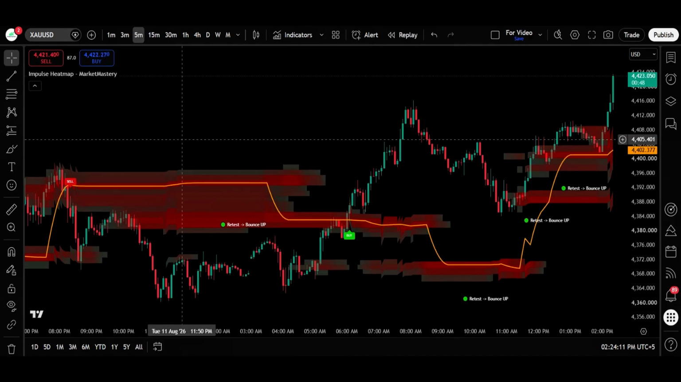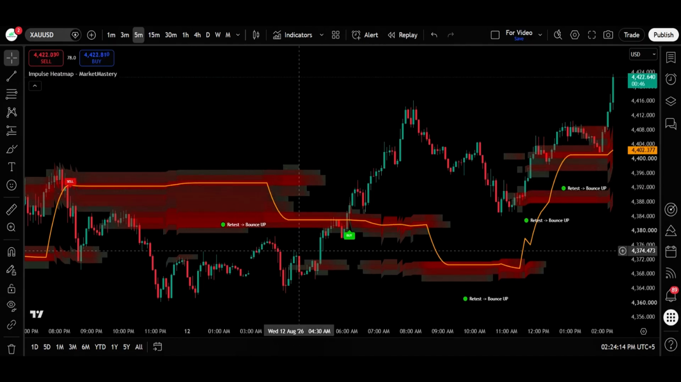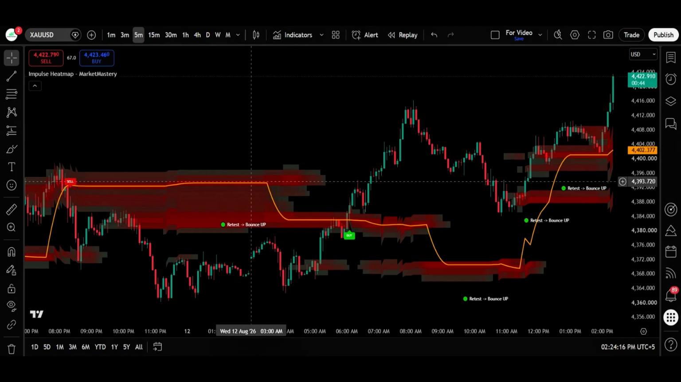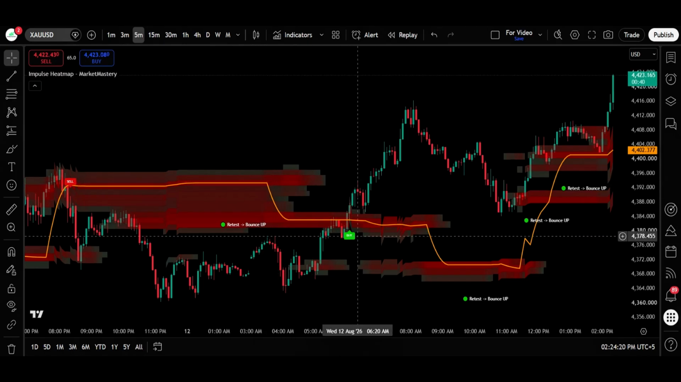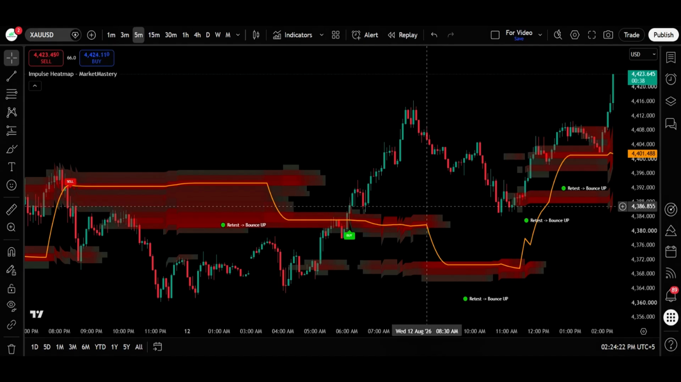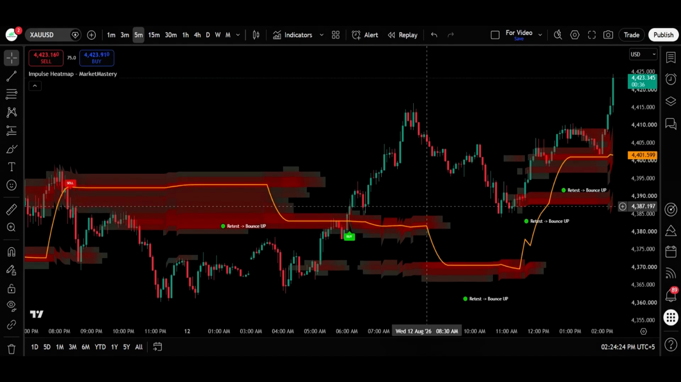Now let us discuss the signals. As I mentioned earlier, these signals are non-repainting. A signal will never disappear, shift position, or move up and down after appearing. It stays locked onto that candle.